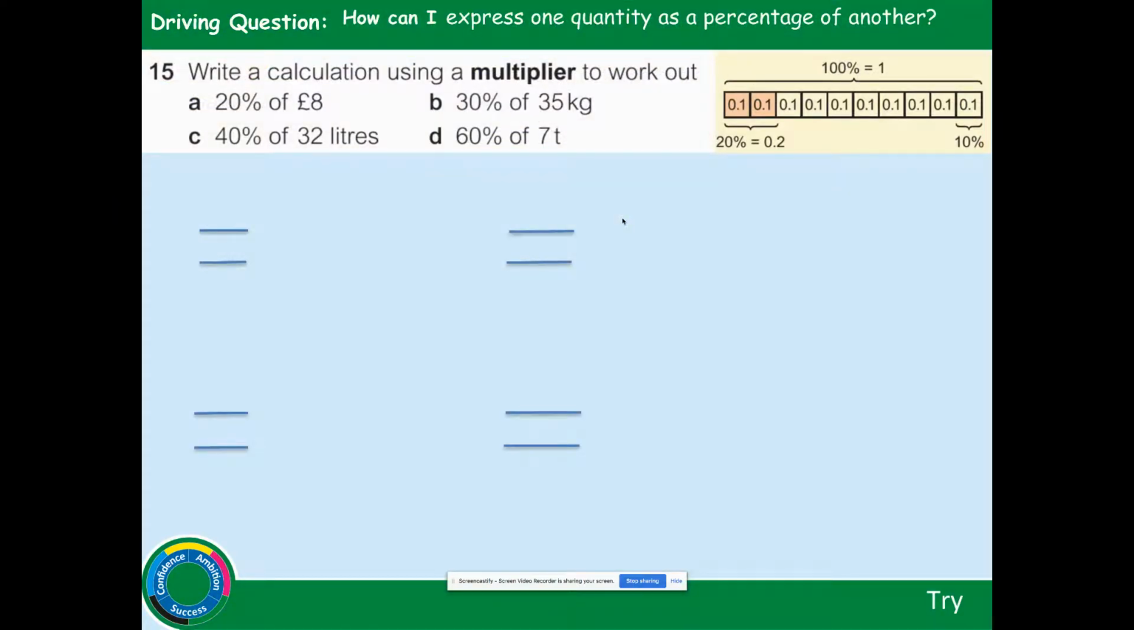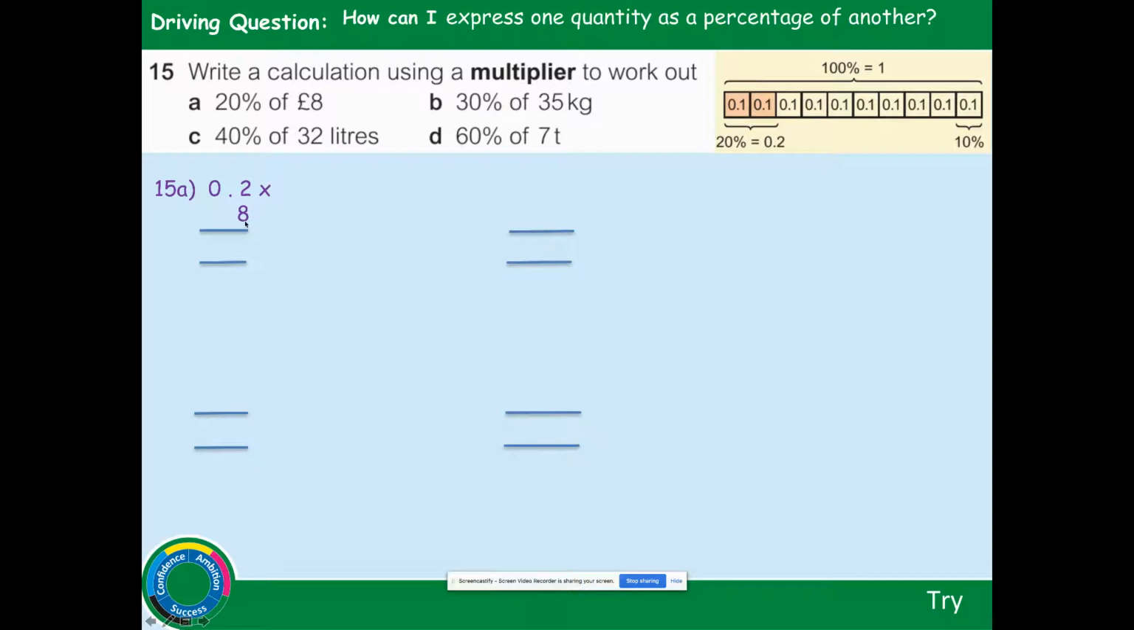Write a calculation using a multiplier to work out 20% of £8. Using this little grid, 20% is 2 chunks, that's 0.2. So we're going to do 0.2 times £8. I've put 0.2 on the top because it's got 2 digits and this is just a single digit. It doesn't matter which way round you write it. I just find it easier to do it with the more digits on top than on the bottom.